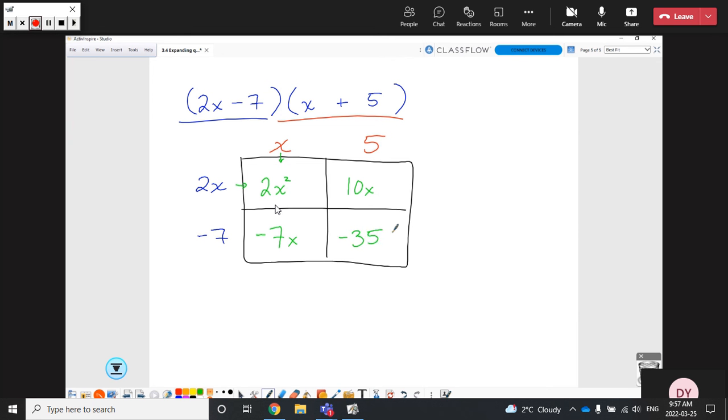Now from here, we're just going to line up the terms from the highest degree to the lowest degree. So essentially, write it like a quadratic. It would be 2x squared plus 10x minus 7x minus 35. We collect our like terms here in the center, as always. 2x squared plus 3x minus 35. And that's another way, if you like that, that's great.